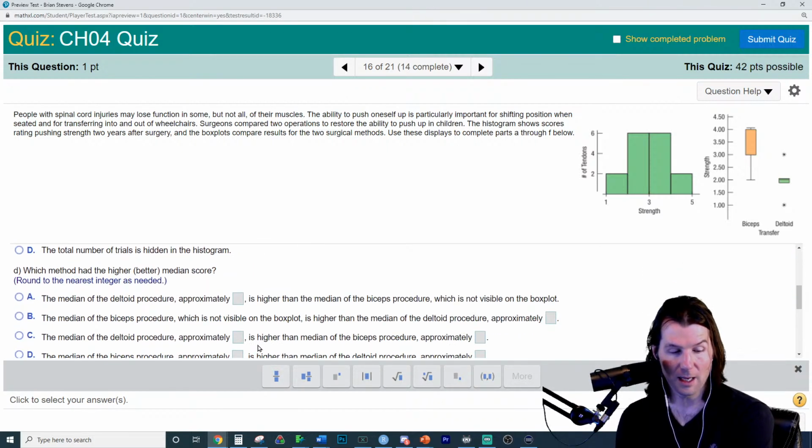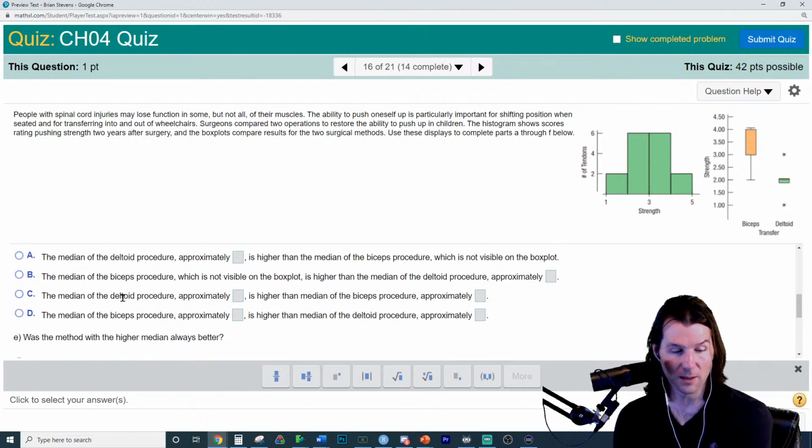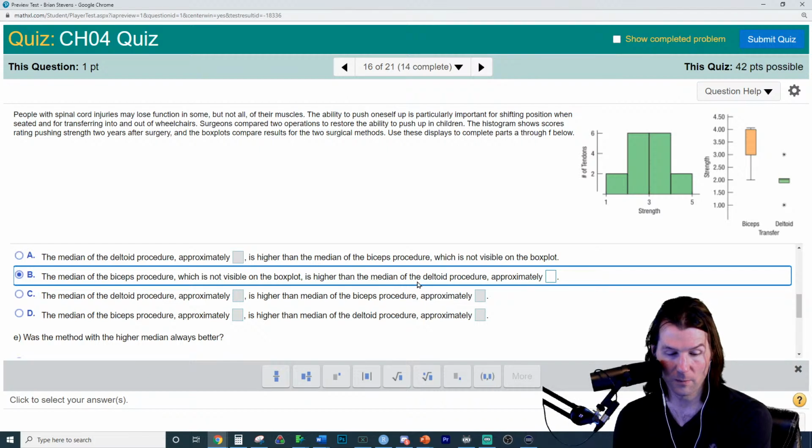Which method had the higher, better median score? So that's going to be right here. The median, I believe, is right there for the biceps. So the biceps is going to have a higher median. The median for the biceps procedure, which is not visible, is higher than the median of the deltoid procedure, approximately 2.